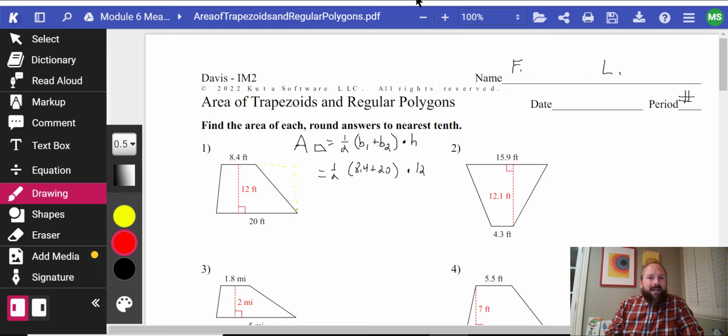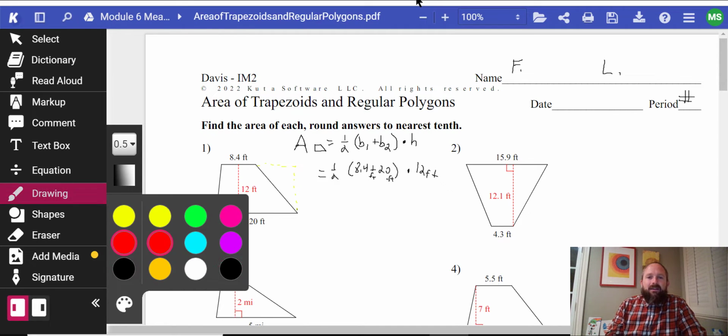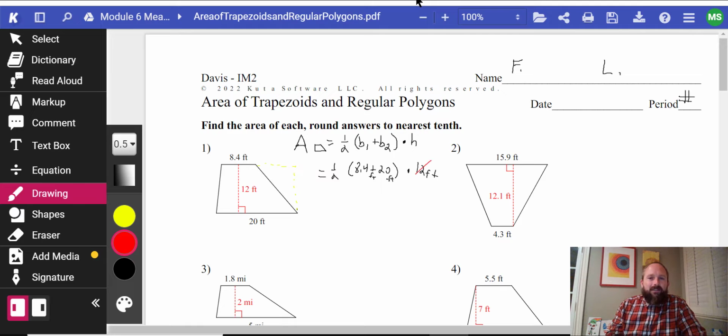Well, I could get out my calculator, but wait, sorry. Feet. I forgot to put in feet. I'm going to do half of 12 feet. Half of 12 feet is going to be 6 feet. I'm still going to multiply that to here. 8.4 plus 20 is going to be 28.4. But it's not 28.4. It's going to be 28.4 feet. Because 2 feet plus 2 feet is 4 feet. Like feet plus feet is feet.